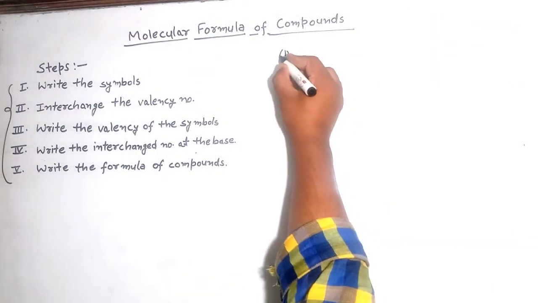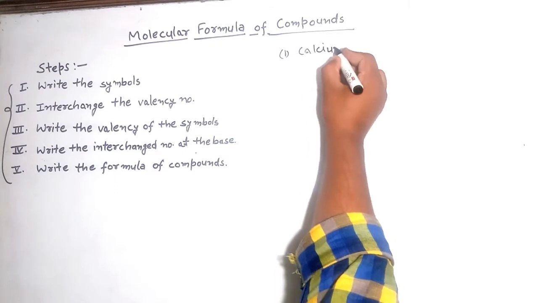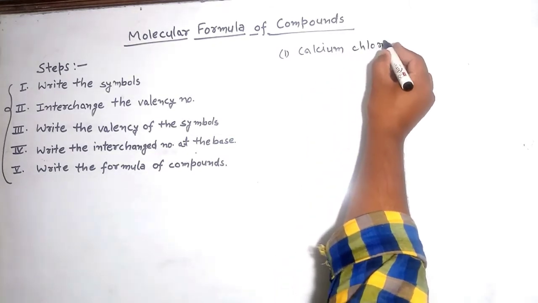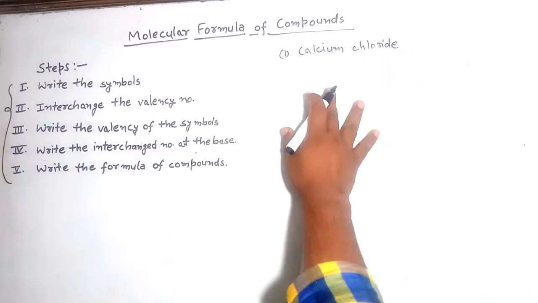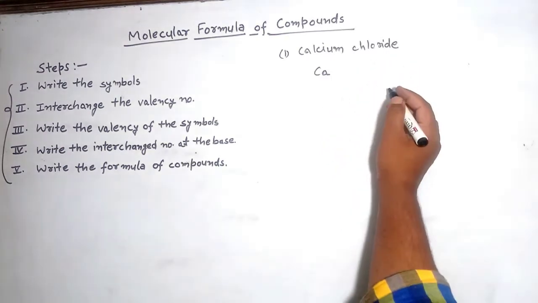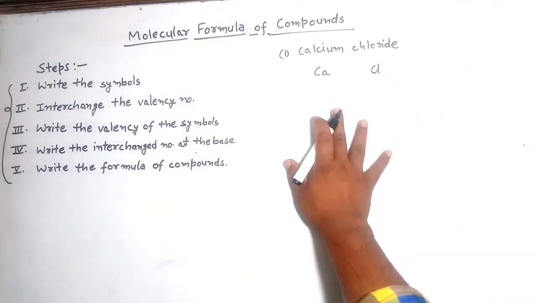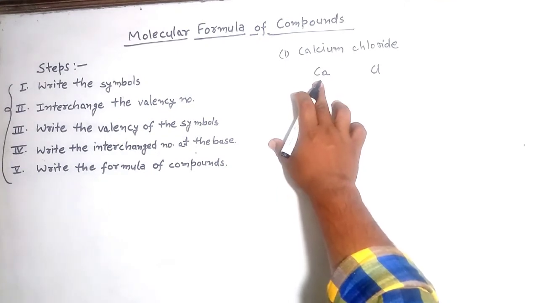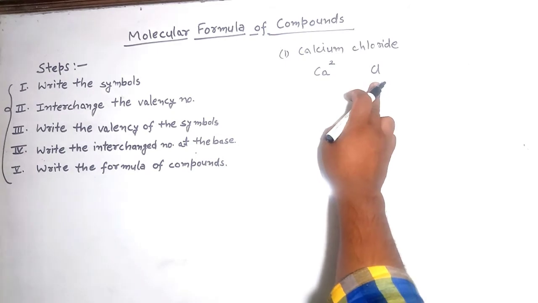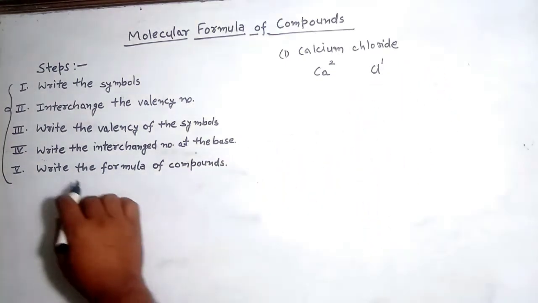Example number one is calcium chloride. Now we know that the symbol of calcium is Ca and the symbol of chlorine is Cl. Chloride we can represent like this. Now what will be the valency of calcium? That is 2. And what is the valency of chlorine? That is 1. So now we will interchange.